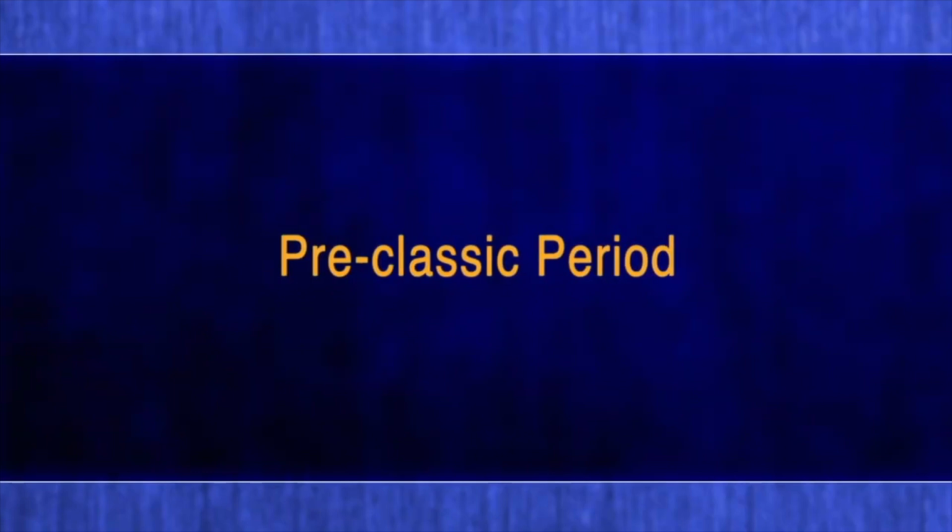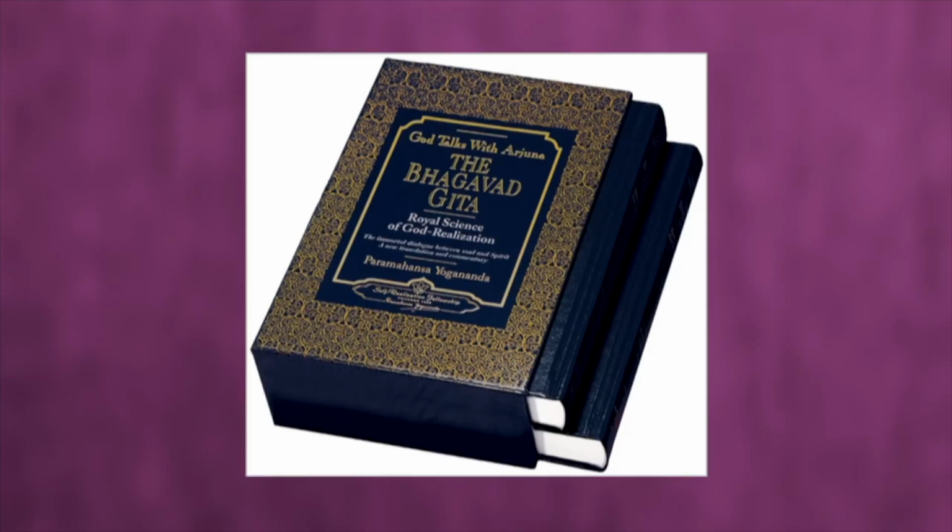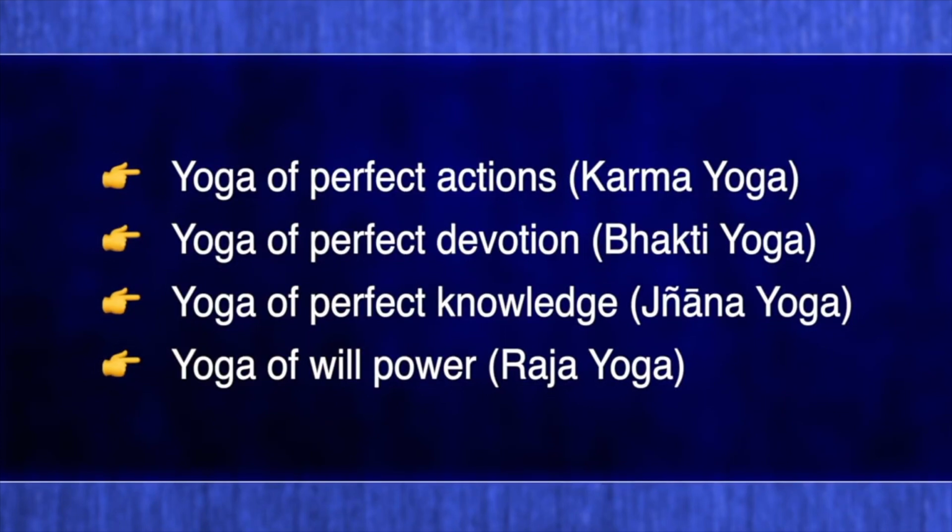Then comes the pre-classical period. One of the most outstanding yoga scriptures is the Bhagavad Gita, which was composed around 5000 BC. According to the Bhagavad Gita, there are 4 paths which lead to establishing a relationship with the Supreme. These have been designated as Yoga of Perfect Actions, Karma Yoga; Yoga of Perfect Devotion, Bhakti Yoga; Yoga of Perfect Knowledge, Jnana Yoga; and Yoga of Willpower, Raj Yoga.